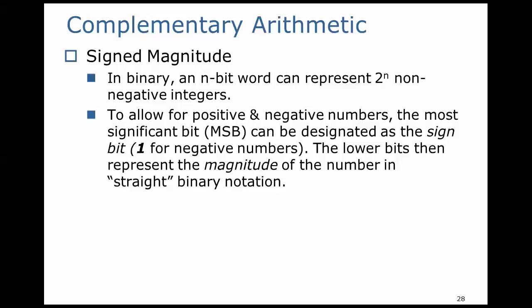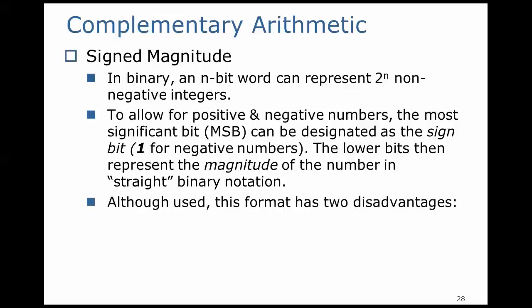The lower bits then represent the magnitude of the number in straight binary notation. So if you have an 8-bit signed magnitude number, you can represent numbers between minus 127 and plus 127. Although used, this format has 2 disadvantages. One, it has 2 representations for 0. You could have 1 and then all zeros, that would be negative 0, or 0 and then all 7 zeros, and that would be positive 0.